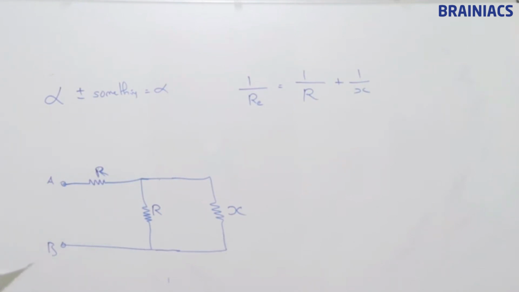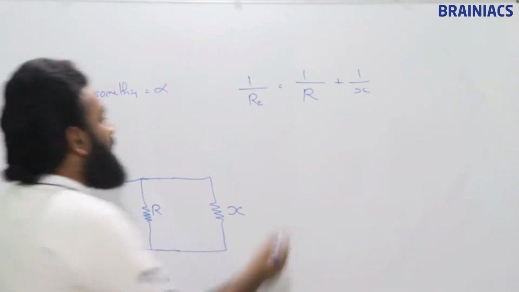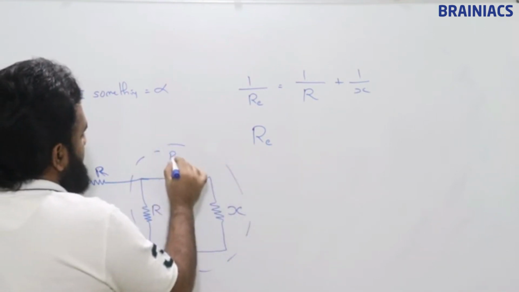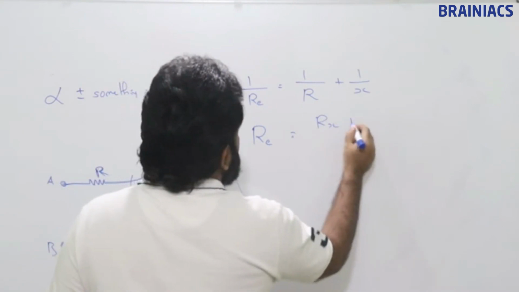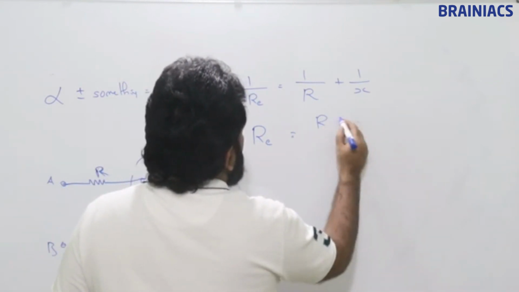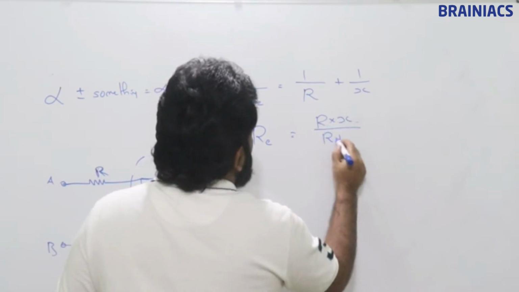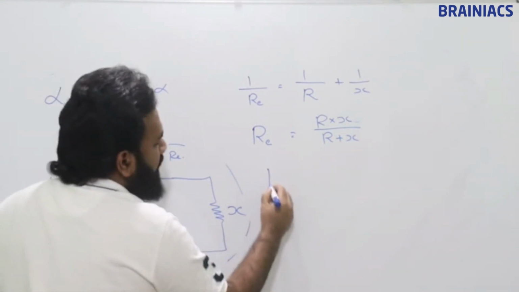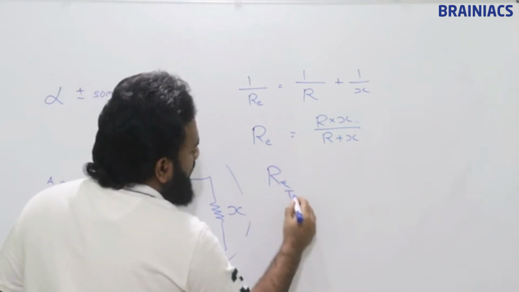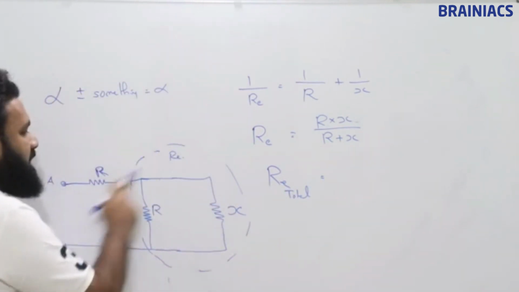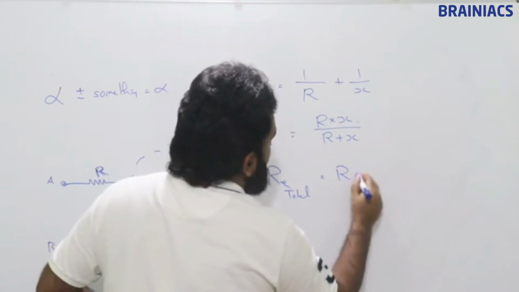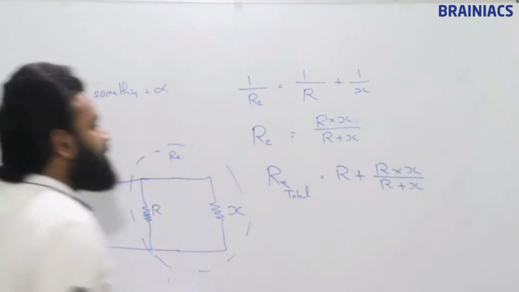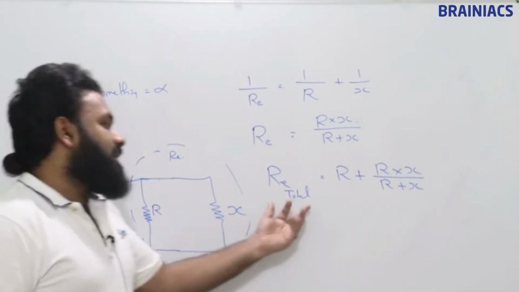1 by R equivalent is equal to 1 by R plus 1 by X. So I can write R equivalent of this part as R into X divided by R plus X. Now if we consider this also, R equivalent total is nothing but, this is in series with this network, so R plus R into X by R plus X. Clear or what?